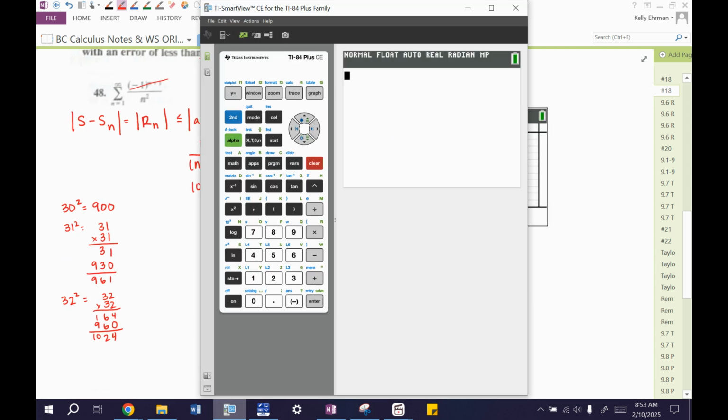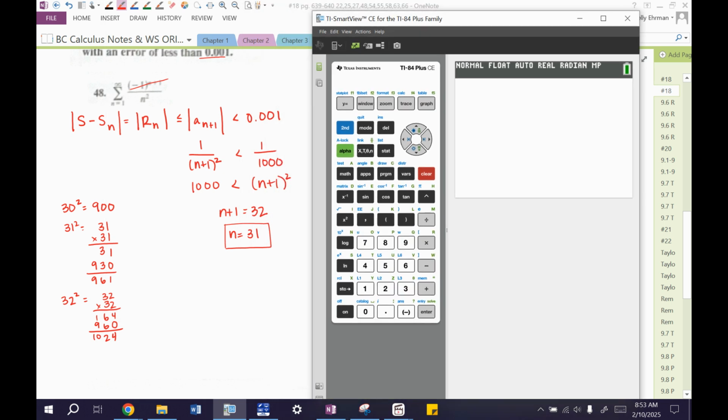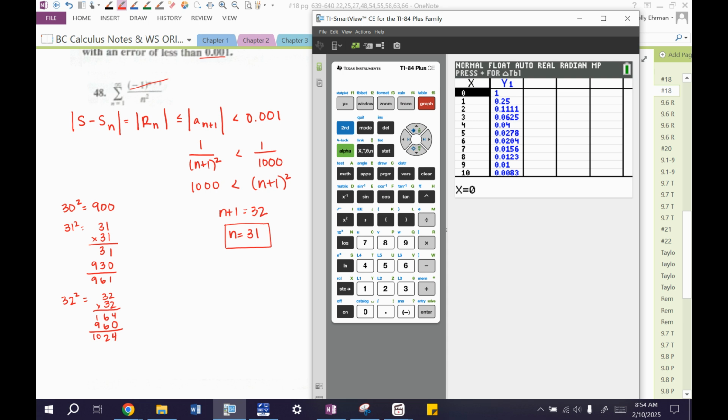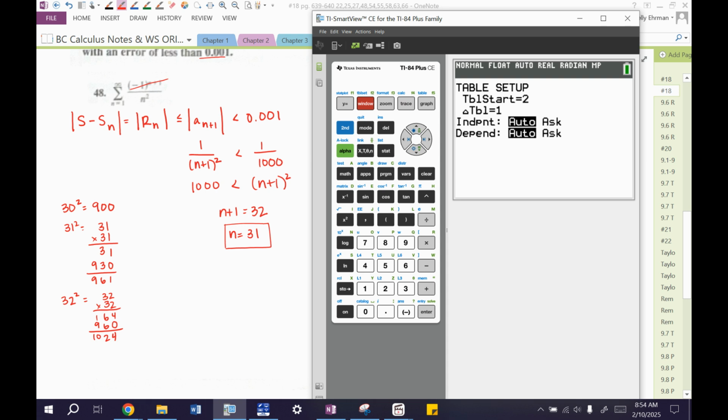What if I'm allowed to just use a calculator? So I can do the same calculations I just did using a calculator. Or I like to type in 1 over (x+1) squared. And then I hop over to my table. Now my table is starting at 0. And I could just scroll down until I get to 30. Or you can jump around the table. If you go to second window, you can tell it where to start. So I was guessing 30 before.